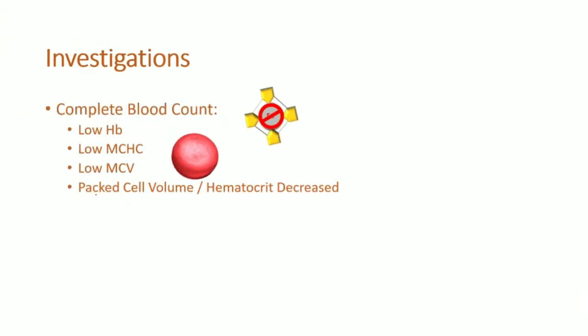So we can say that packed cell volume or hematocrit is decreased in iron deficiency anemia, and of course there is decrease in RBC count.